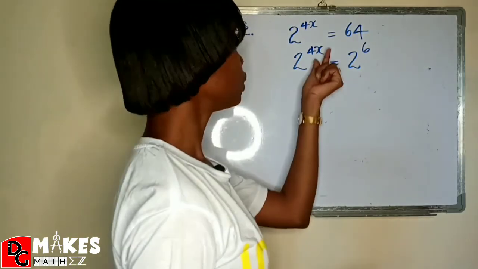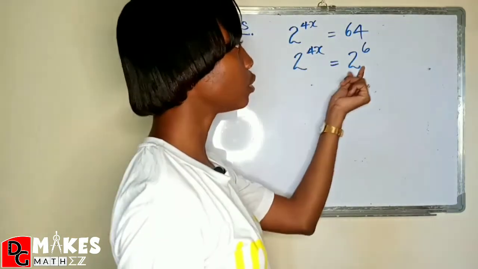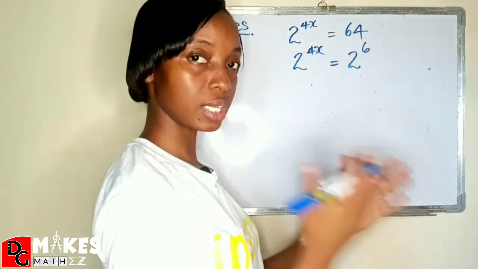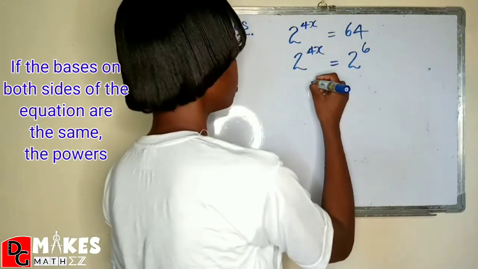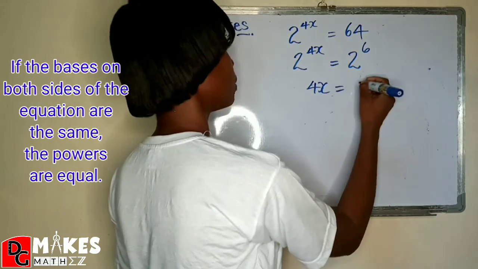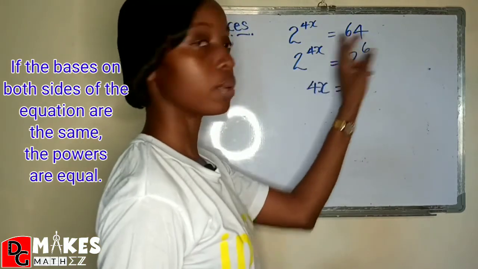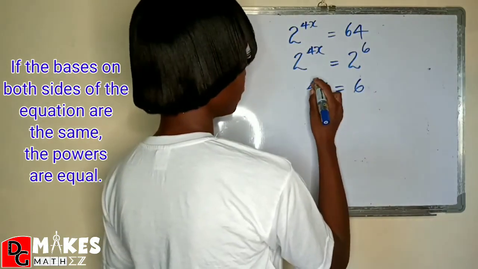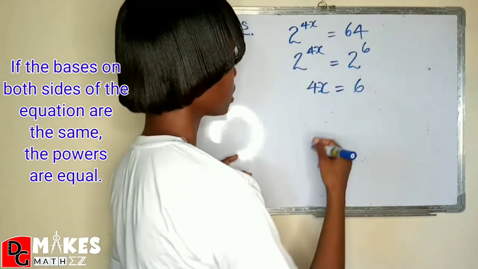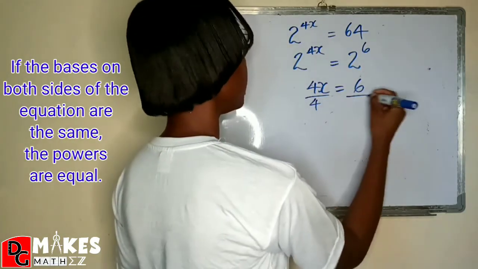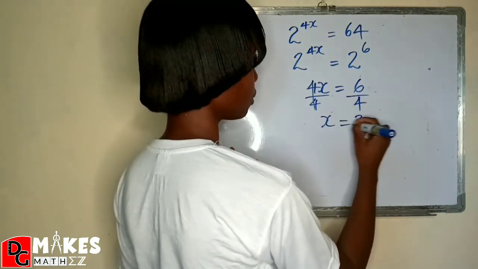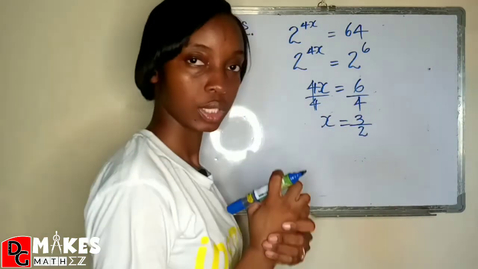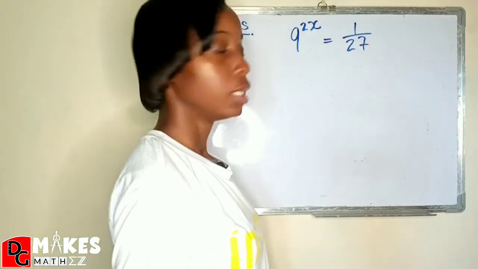Now, 2 to the power of 4x is equal to 2 to the power of 6. This simply tells us then that we can rightly assume that 4x is equal to 6. Our bases are equal, so our powers are equal. And to find the value of x, we now have x equals 3 over 2. Done.